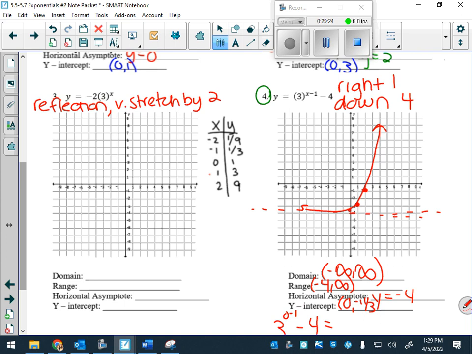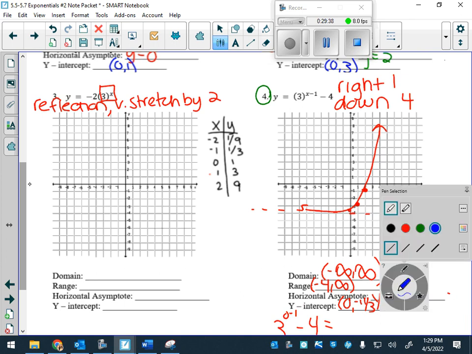So, we have our own values here. Original parent function is still 3 to the x. That's still your parent function. We're going to take our original values and do what to it? How can we show the reflection and vertical stretch? What do we have to do? Sawyer? Multiply what? Multiply all the y values by -2.